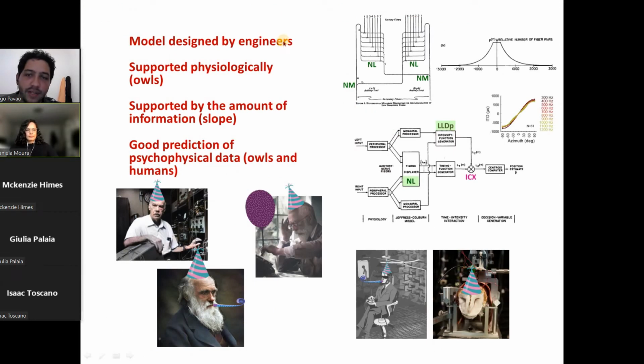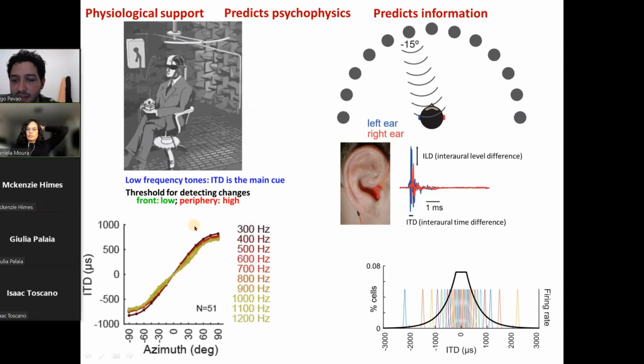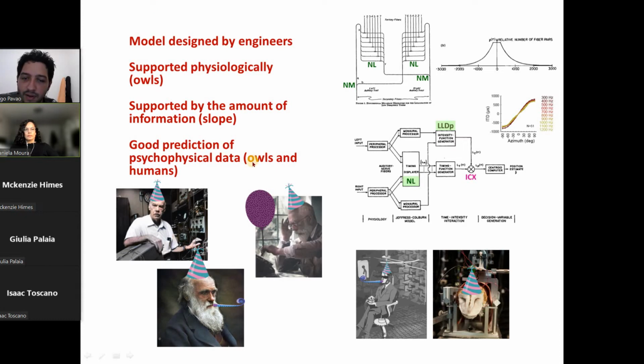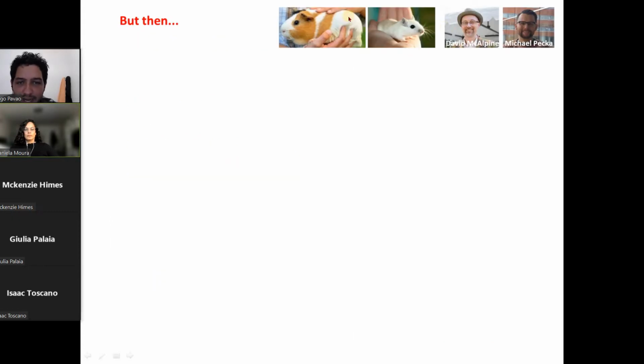And so there is a model that was designed by the engineers, and this animal really follows it, has the physiology that implements the solution proposed by the engineers. There is that information story that makes a lot of sense, right? So a higher slope in the front is related to high definition, a high capacity of detecting changes. So everything working together. But then there are these two guys here that were studied by these two other guys here.